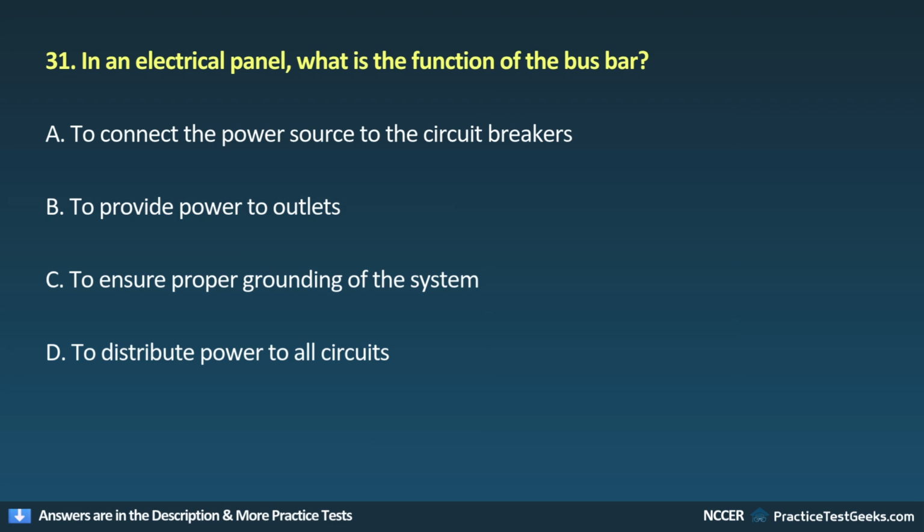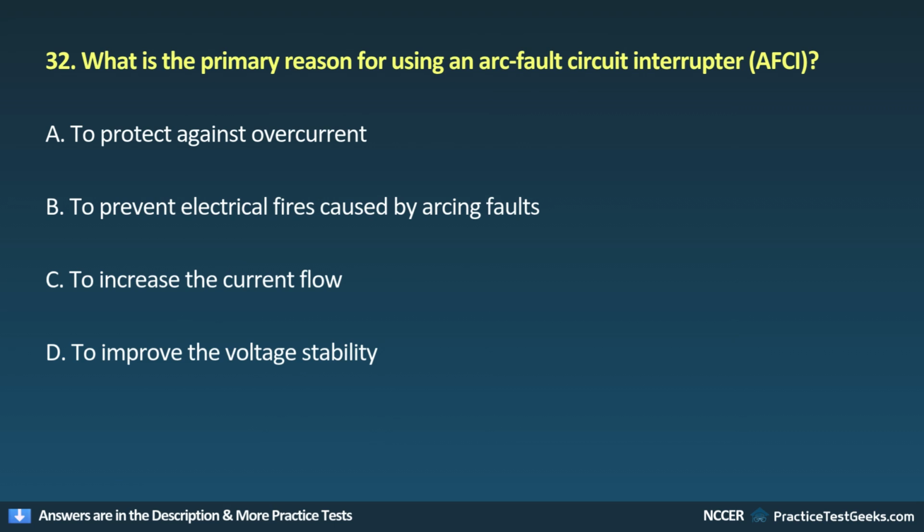A. To connect the power source to the circuit breakers. B. To provide power to outlets. C. To ensure proper grounding of the system. D. To distribute power to all circuits. 32. What is the primary reason for using an arc fault circuit interrupter, AFCI?